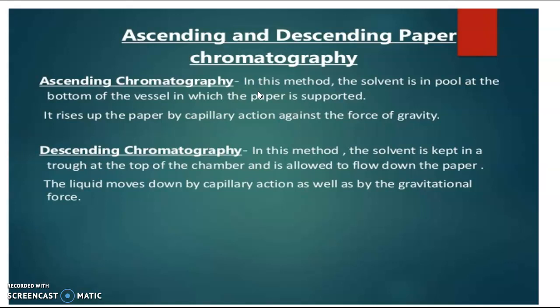Whereas in descending chromatography, the solvent is taken at the top of the chamber and allowed to flow down the paper. The liquid moves down by capillary action as well as by the gravitational force. In ascending chromatography, the movement of solvent is against the gravitational force. But in descending chromatography, the movement of solvent is along the gravitational force. Okay. If we carry out ascending chromatography and descending chromatography simultaneously, then it is two-dimensional chromatography.